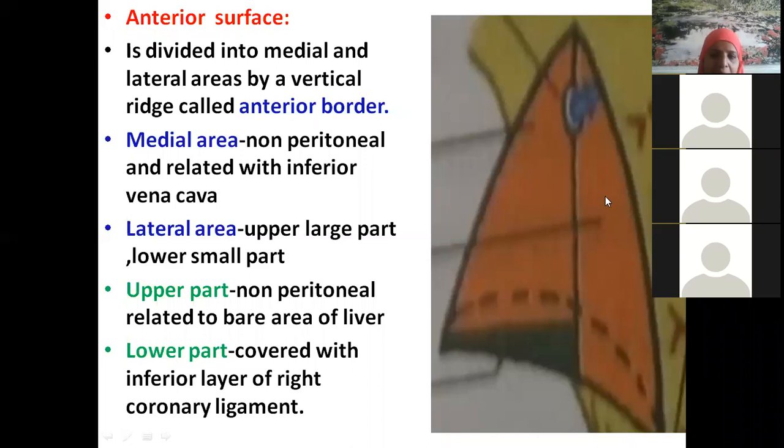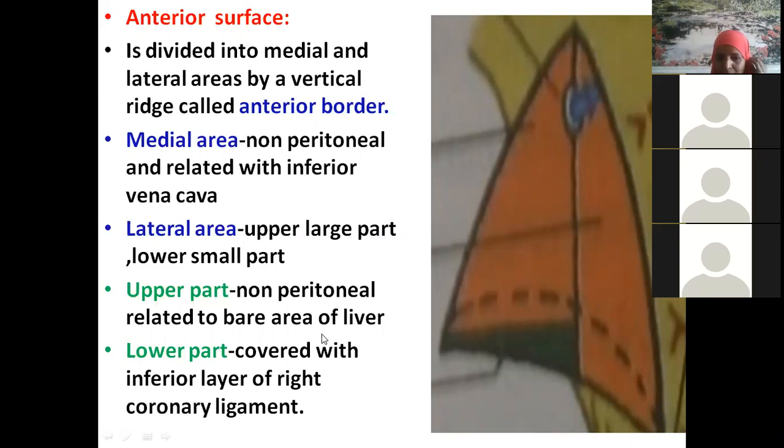The medial area is directly below the inferior vena cava. That's why this medial area is not covered with peritoneum. The lateral area is further subdivided into two parts: upper large part and lower small part. The upper large part is related to the bare area of the liver.